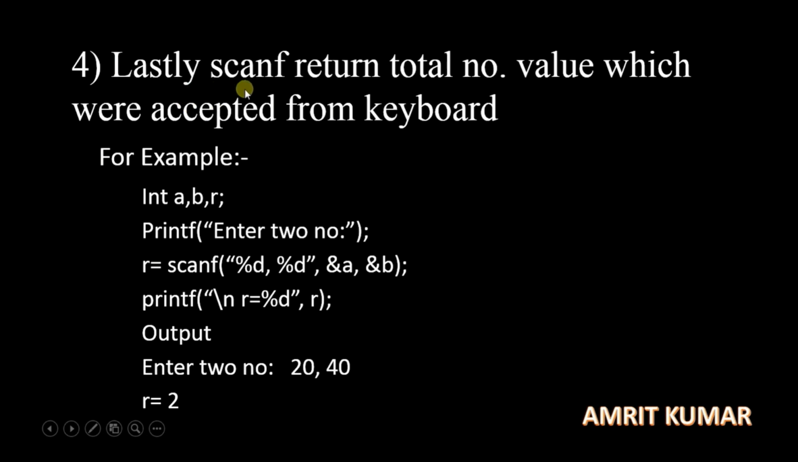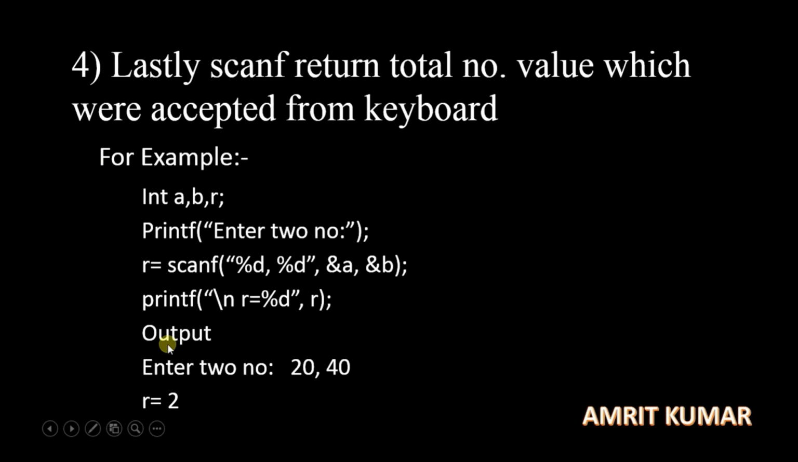And the fourth point, that is the most important point, is that the scanf function returns the total number of values which were accepted from the keyboard. So here we are just returning the value of scanf in a variable r and assigning it to variable r, because the scanf function returns the total number of values which were accepted from the keyboard. So here whatever is accepted from the keyboard, that will be returned by the scanf function, and we are assigning it to the variable r. Now here we are using the printf function to print that r.